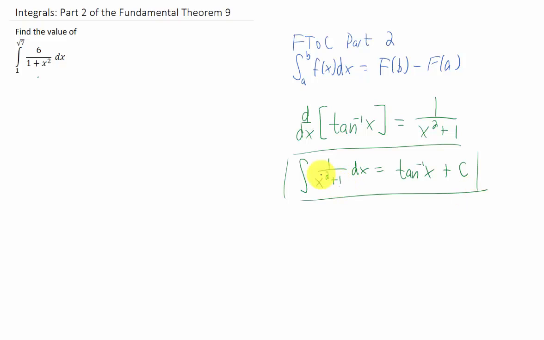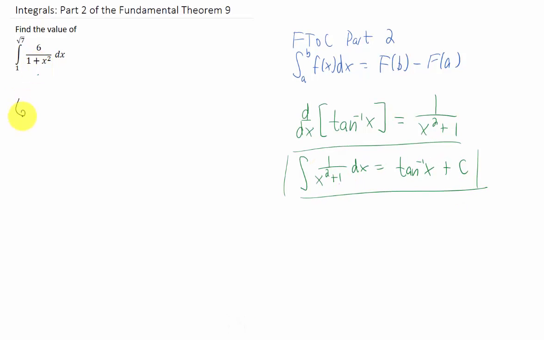How do we use this fact to solve this problem? Well, we can pull a 6 out of the integral. If we'd like, we could also write 1 plus x squared as x squared plus 1. And now integrating this gives us the inverse tangent of x, and we need to evaluate that from 1 to the square root of 7. The fundamental theorem of calculus, part 2, says that we just plug our upper limit into this, subtract, and then plug our lower limit into it.